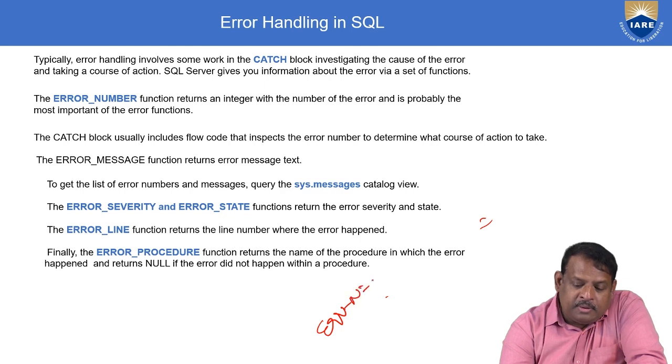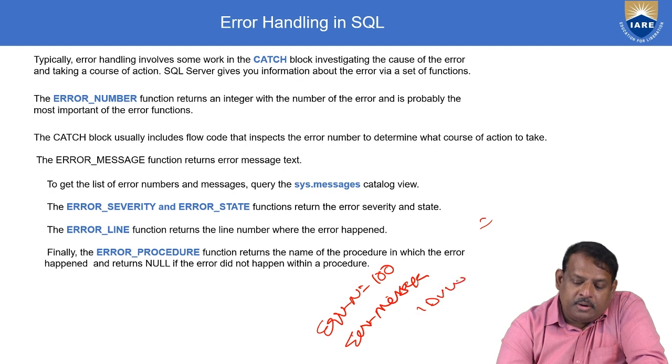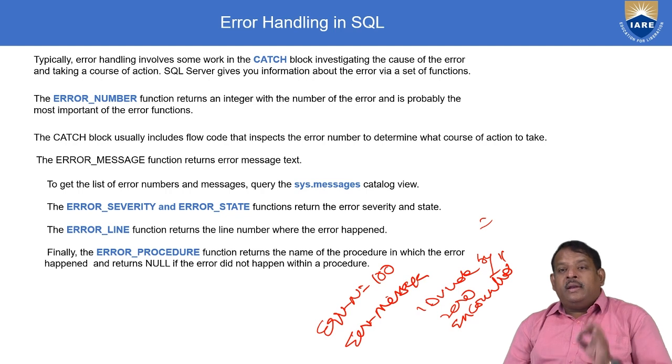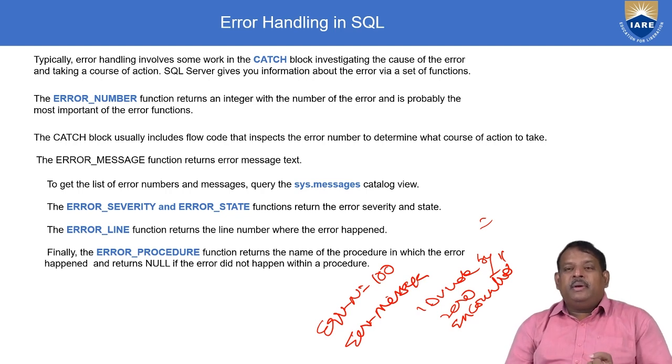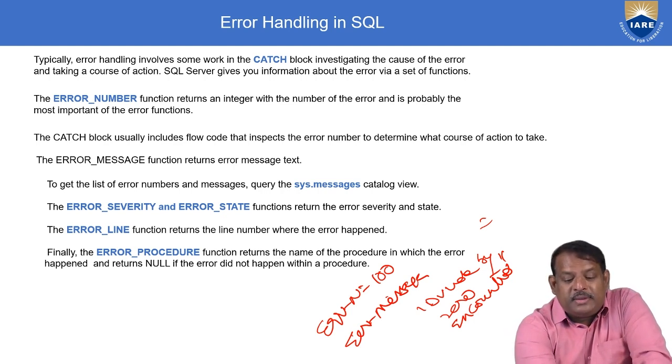Error number means it will be 100, and the error message will be divide by 0 encountered. Error number is basically a plain integer number. For every frequently occurring error, you will have some error numbers. Similarly, the description of the error will be in the error message. The description of the error would be in the error underscore message.